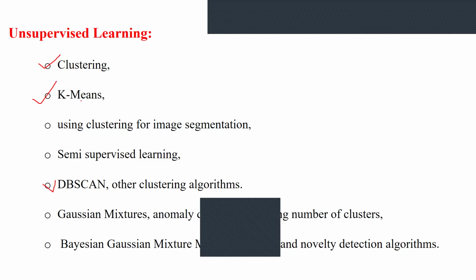Along with K-means clustering, we have clustering for image segmentation as well as for semi-supervised learning. And in DBSCAN, we'll have Gaussian mixtures, anomaly detection, selecting the number of clusters, Bayesian Gaussian mixture models, and anomaly and novelty detection algorithms that we are going to see in this unit. So these are the topics we are going to see in the unit.